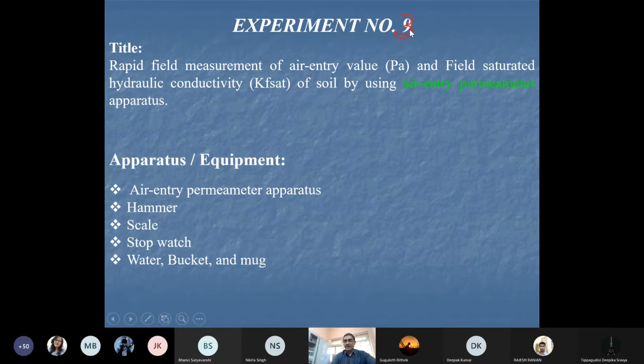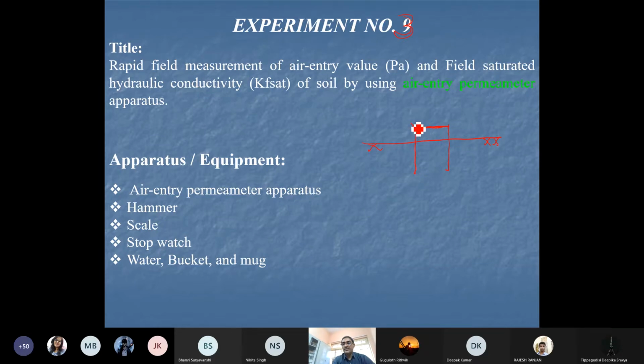Let me try to make it very clear, though there is a figure. This is, suppose, the soil surface. We have a cylinder, this instrument we are using, the air entry permeameter. We have a cylinder of size, say, 30 centimeter length. It is inserted inside this soil up to, say, 15 to 20 centimeter. This cylinder we have an arrangement to seal from the top.